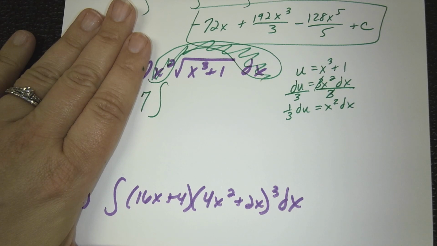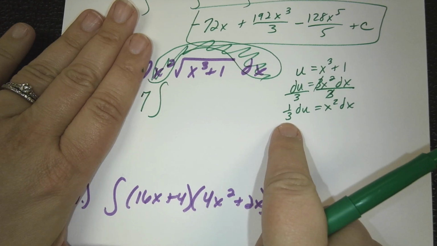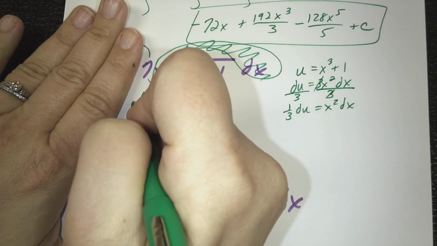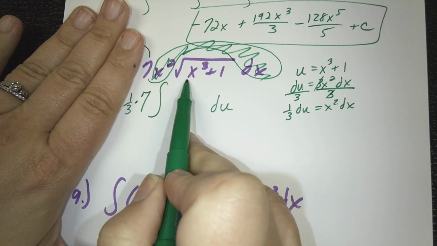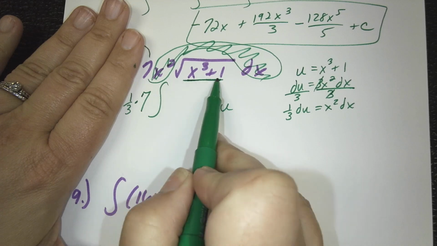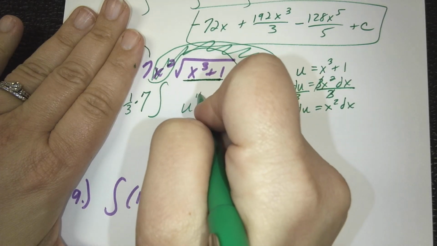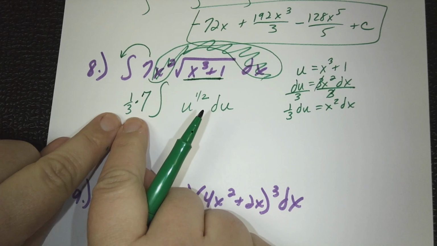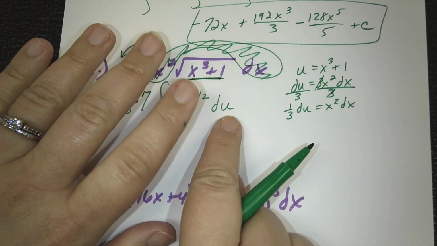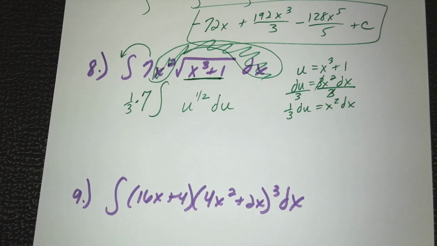Do you see that? Yeah, I do. So where should I put the 1/3 though? I could put it on the outside and multiply it, correct? And then what would I rename this? U to the what power? U to the 1/2. Now everything has the constants on the outside, the u and the du are on the inside, and now I can do the power rule.